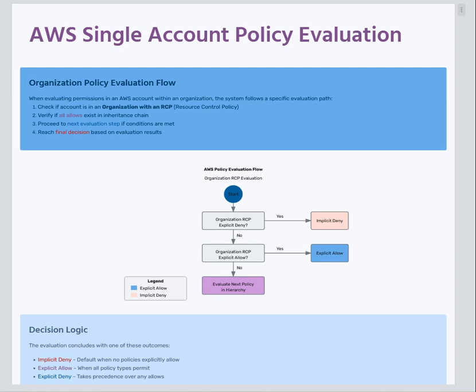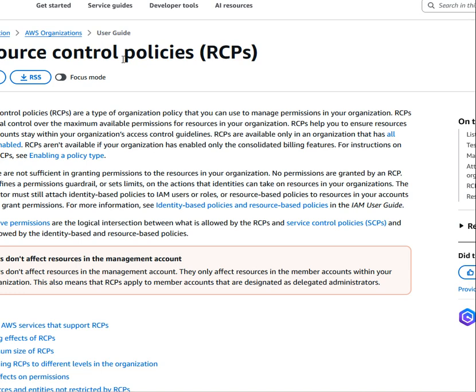We're going to keep continuing with the policy evaluation flow, right? So the organization policy evaluation flow. When evaluating permission in an AWS account within an organization, the system follows a specific evaluation path. So check if the account is in an organization with a resource control policy. What is this resource control policy? So I've got a resource control policy.